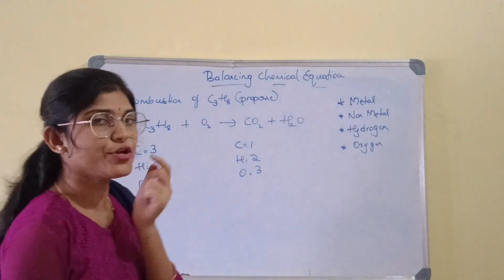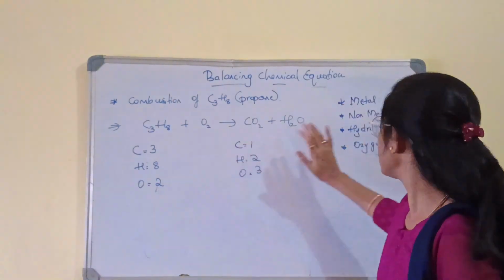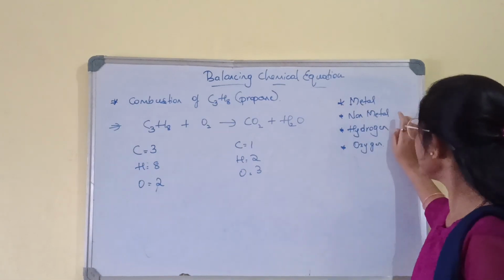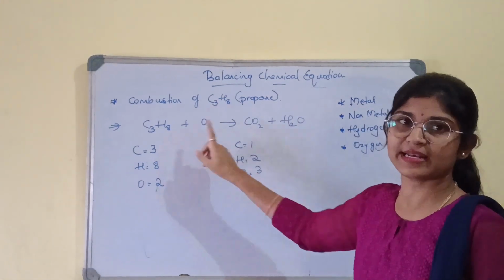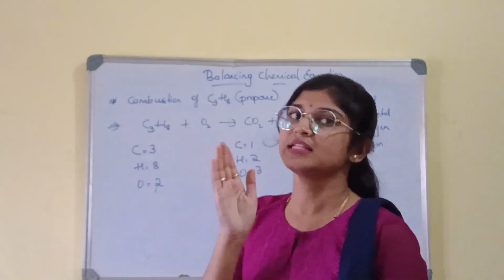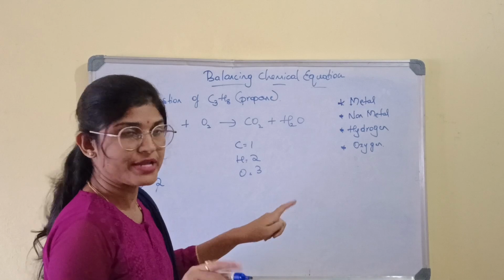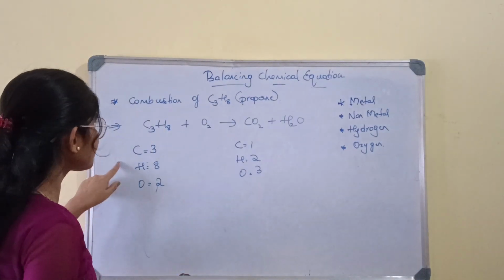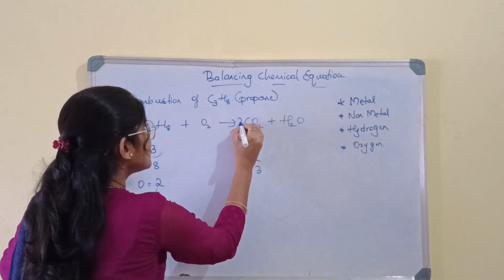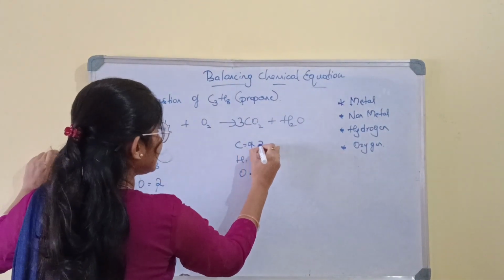Okay, so in this we are going to first balance carbon. Metal is not present in this equation, so next we move to the non-metals. The non-metal is carbon, next hydrogen, next oxygen. Here the number of carbon atoms is 3 in the reactant side and the number of carbon atoms in the product side is 1. So how to balance here? To make it 3 carbon atoms, put 3 here. Now it became 3.